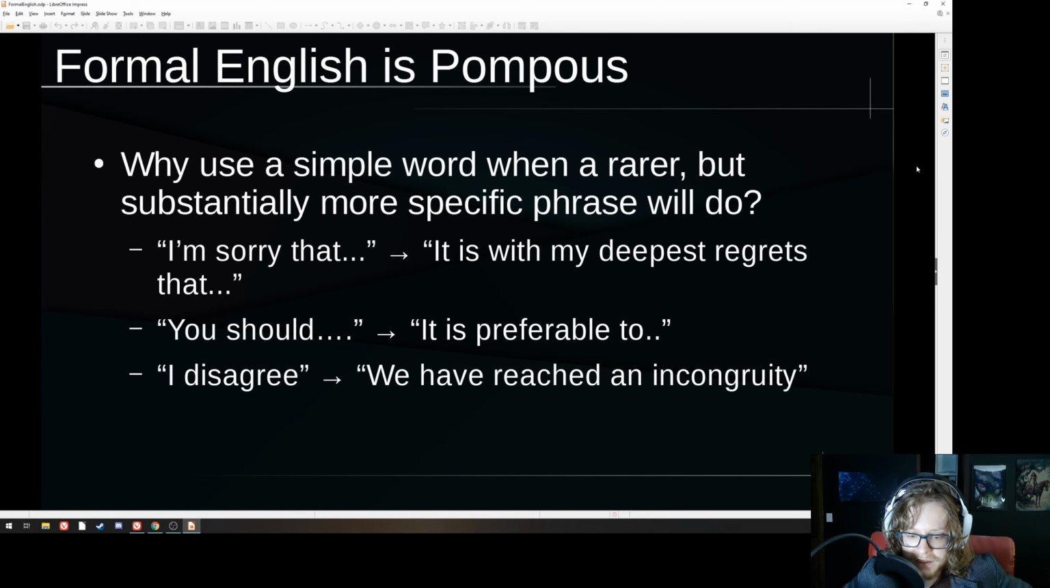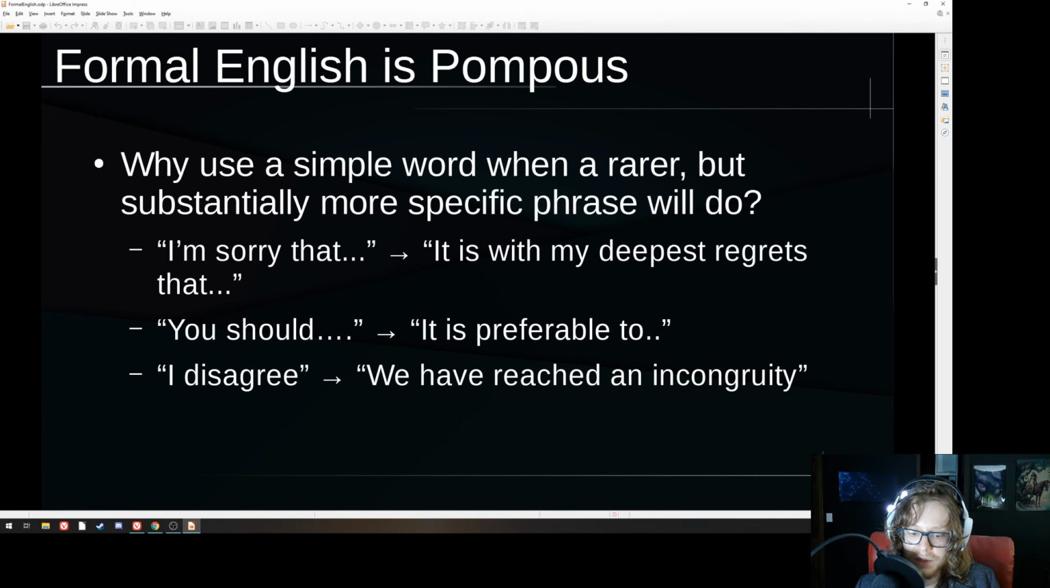All right, formal English is pompous. Of course it's pompous. Why would you use a simple word when a more complicated and usually substantially more specific phrase will do? Why use a simple phrase when a hard phrase can be used instead of I'm sorry that something? It is with my deepest regrets. What's the difference between being sorry and saying that something happens with your deepest regrets? Well, a lot. There are a lot of ways to interpret I'm sorry that.